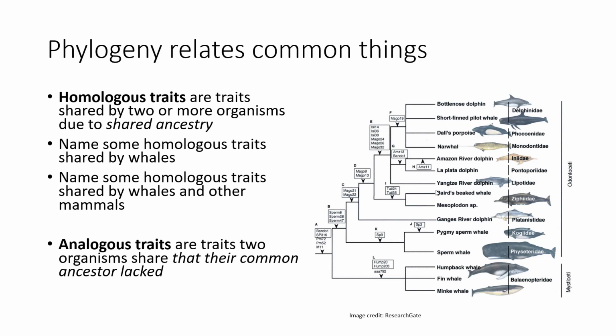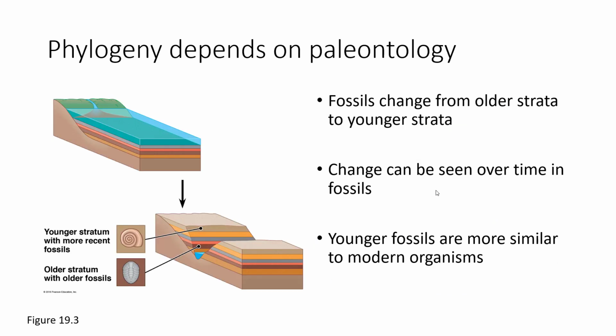Analogous traits are traits two organisms share that their common ancestor lacked. So if you think about fins in both dolphins and sharks, their common ancestor did not necessarily have fins. And at one point, mammals did not have fins. They roamed on land before they went back to the ocean and became dolphins.